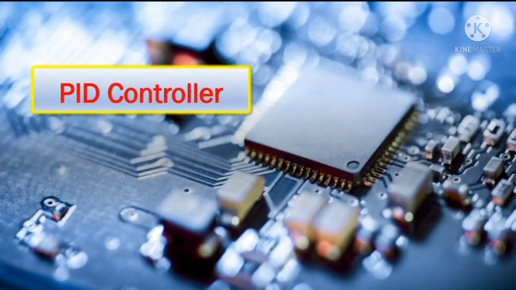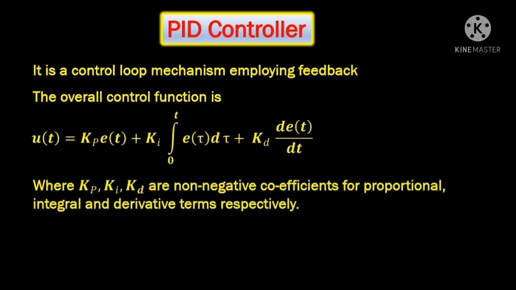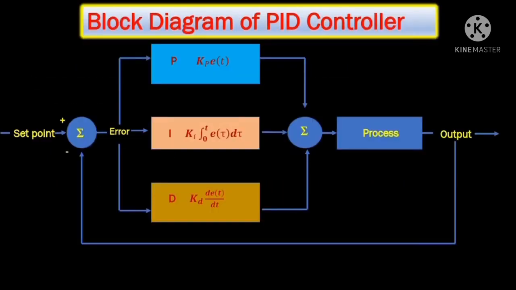So the PID controller is nothing but a control loop mechanism with feedback. And friends, here is the overall control function where Kp, Ki and Kd are the coefficients for proportional, integral and the derivative terms. Now the PID controller continuously calculates an error value, and this integral unit measures the area between the error values and helps the system to tune into an error of 0.